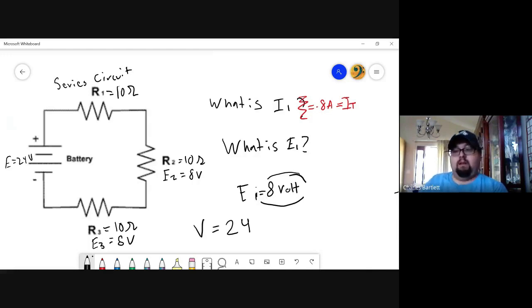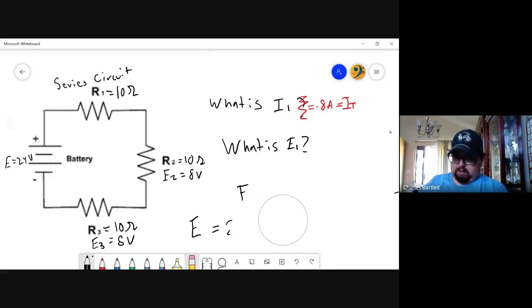And this is actually the beginnings of understanding what voltage drop is. Because what happens in a series circuit is the voltage gets divided up based on the resistance. I kept it simple just for sake of time.